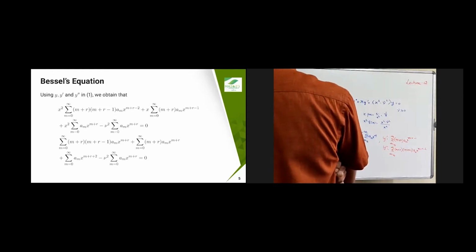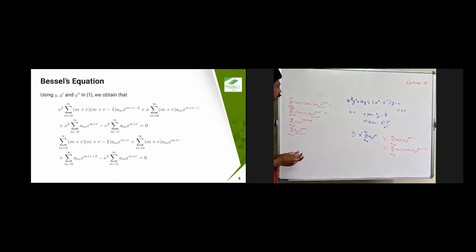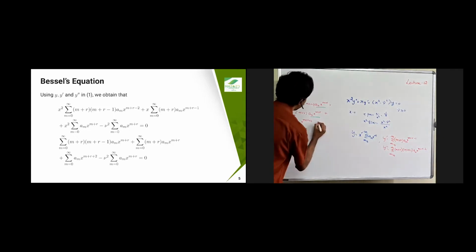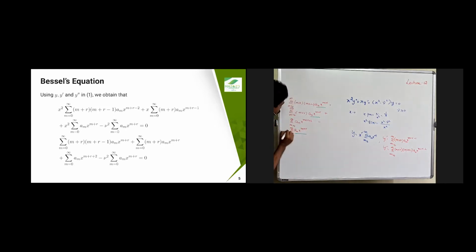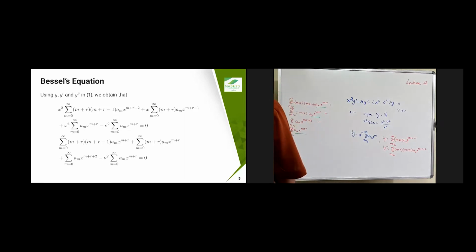So x square y double dash is there, x y dash is there, x square is there. Minus is here, and here nu square is there, equal to 0. Now I am going to make a little bit of adjustment. I'm going to keep only this one separate, and the remaining things I can sum up. So I can write summation m equal to 0 to infinity. These 2 terms I'm going to work out.